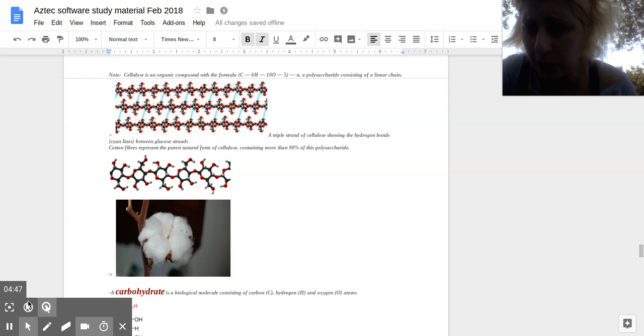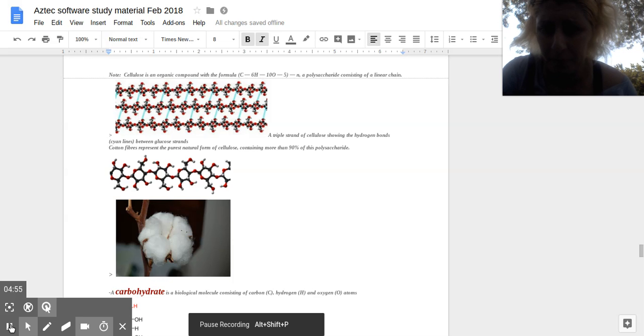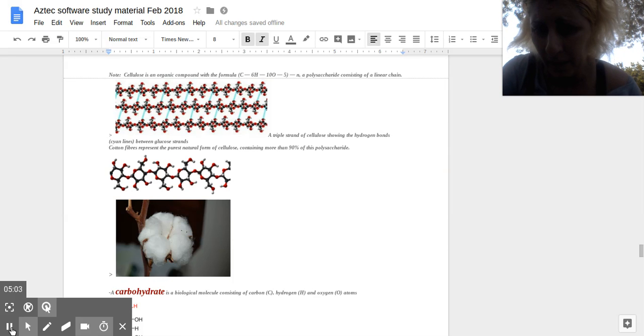carbohydrate is cellulose, an organic compound with formula shown here. It's a polysaccharide consisting of a linear chain. A triple strand of cellulose is shown here; the cyan lines are the hydrogen bonds between the glucose strands making up this polysaccharide. The formula is C6H10O5.